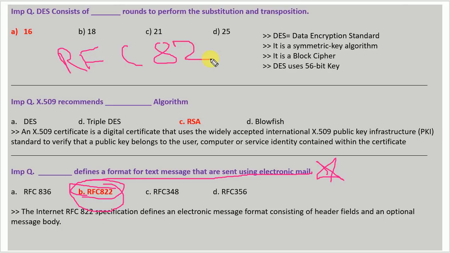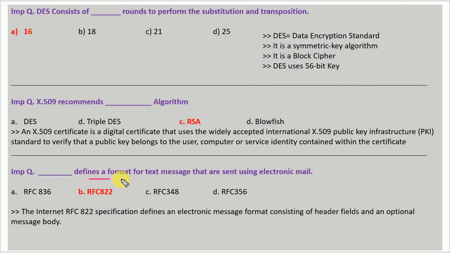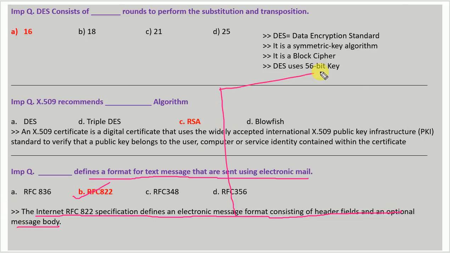RFC 822 is related to what? Basically RFC 822 is related to email services. Okay, it is basically related to email services. So the question was, dash defines a format for text messages that are sent using electronic mail. Okay, so the answer would be RFC 822. The Internet RFC 822 specification defines an electronic message format consisting of header fields and an optional message body. So in this format, everything is already decided.